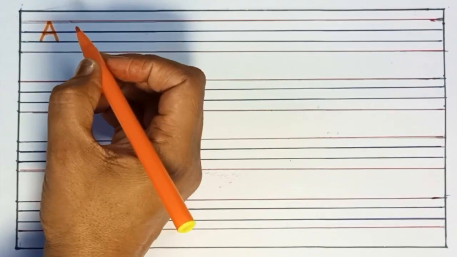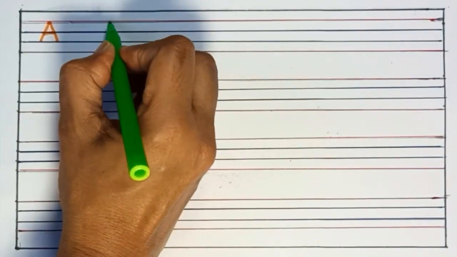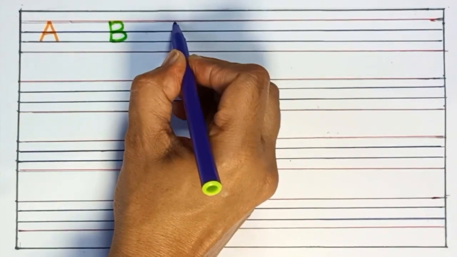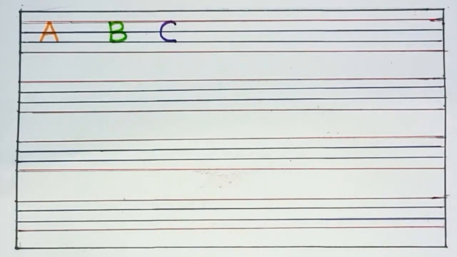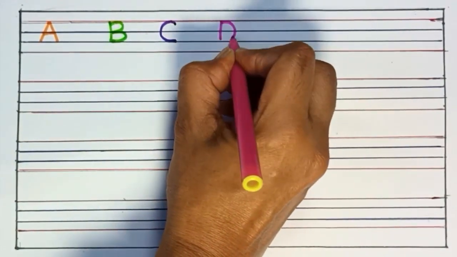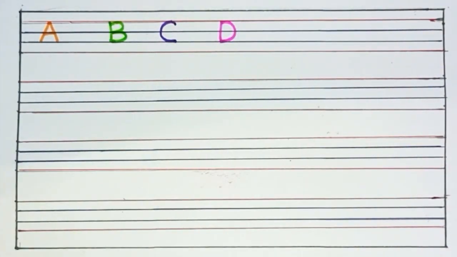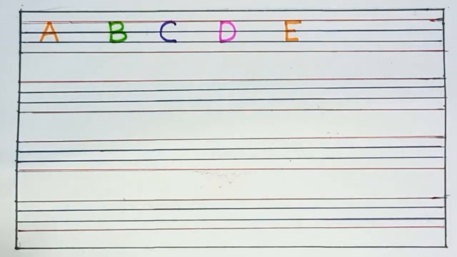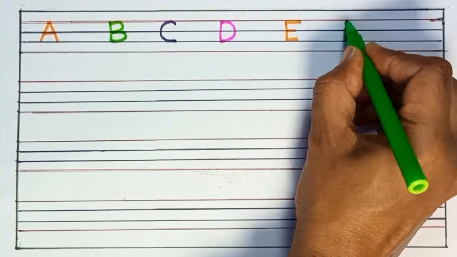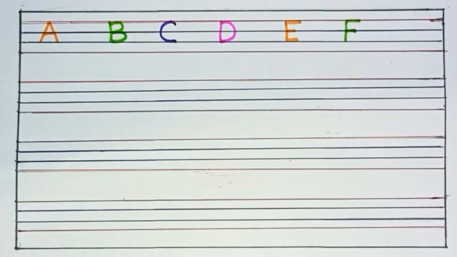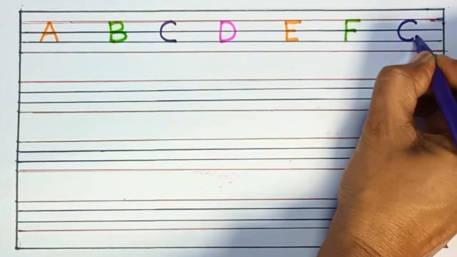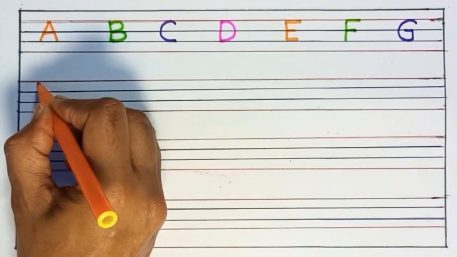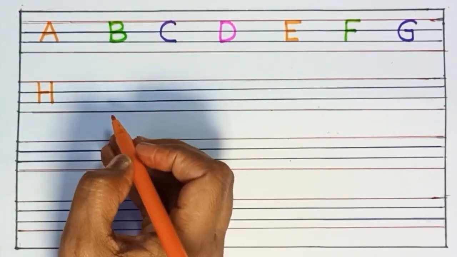A for apple. B for ball. C for cat. D for dog. E for elephant. F for fish. G for grapes. H for hen.